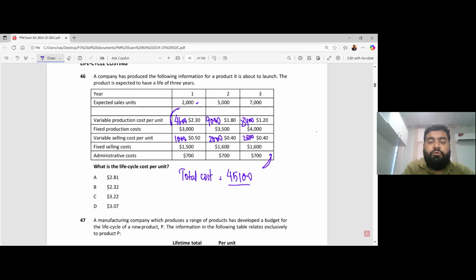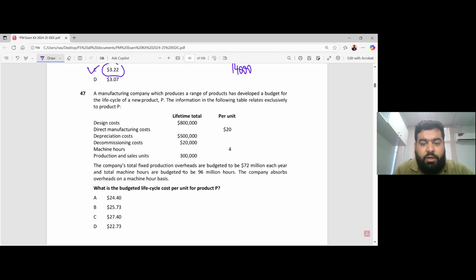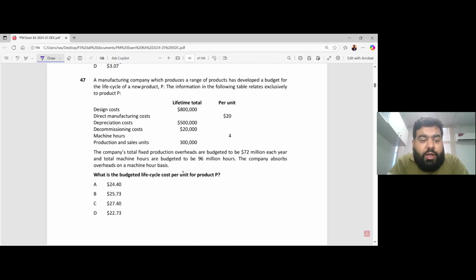Okay, divided by the units, 14,000 are the units. Just divide the total cost over total units. It's 3.22. The answer is life cycle cost per unit is 3.22. So what you have to do is take all the costs and divide by all the units in the product's life. Okay, now another question.